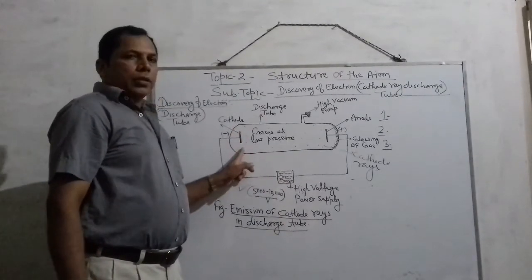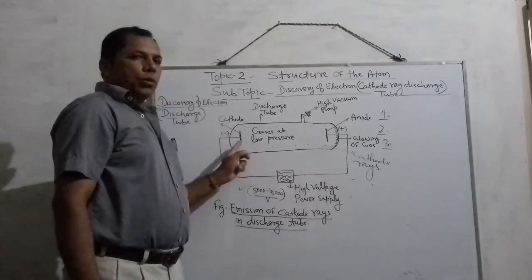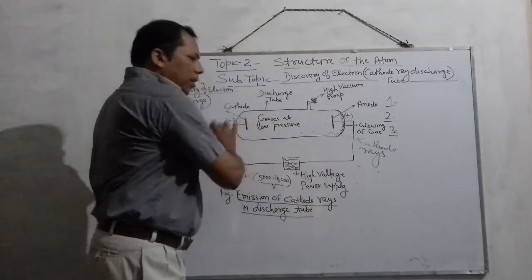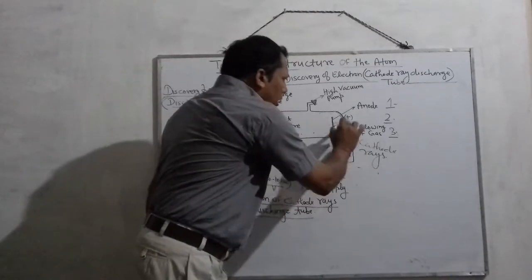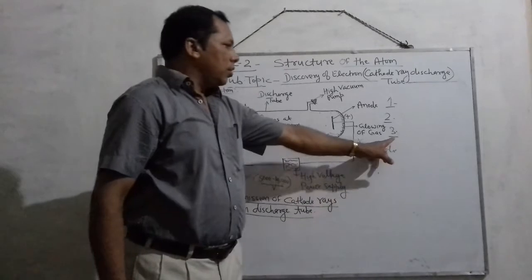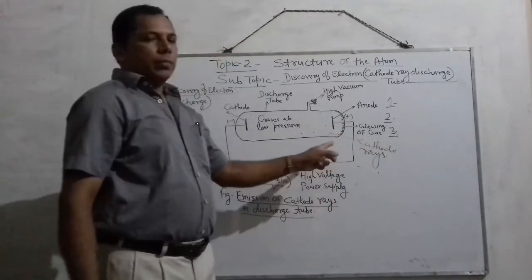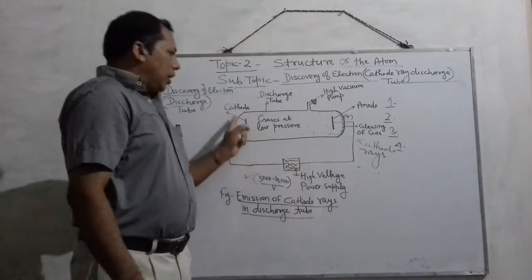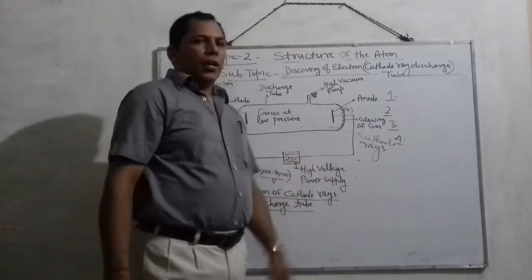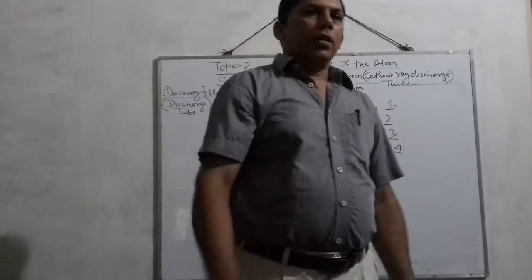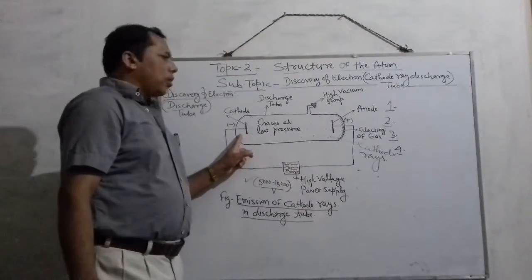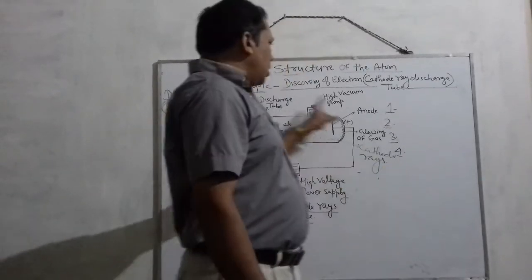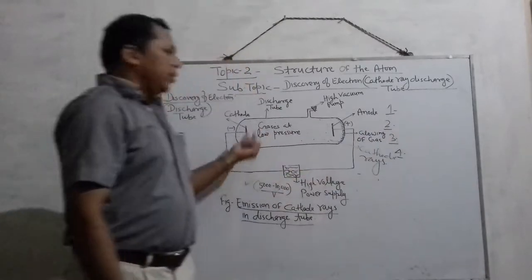And next result is what? The cathode rays start from the cathode and move towards the anode. That is the third result drawn by this experiment. And one more point, these cathode rays can penetrate the metallic foil. So these are the observed results led by this experiment.